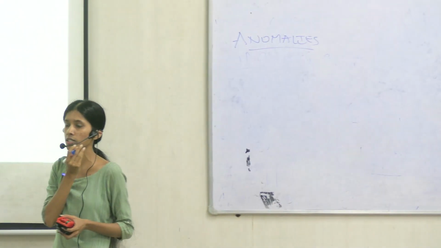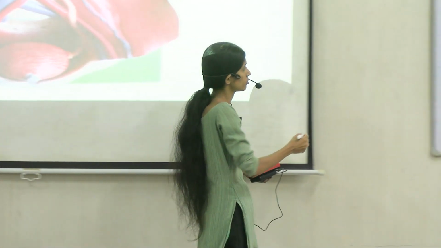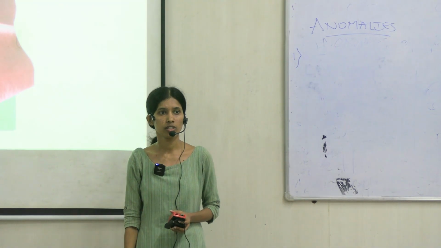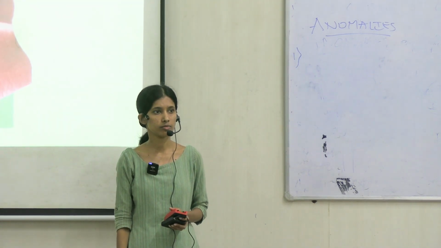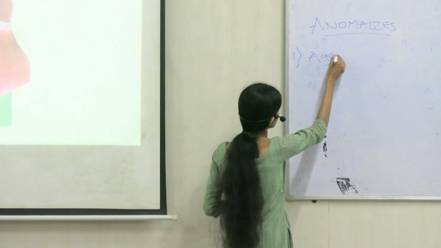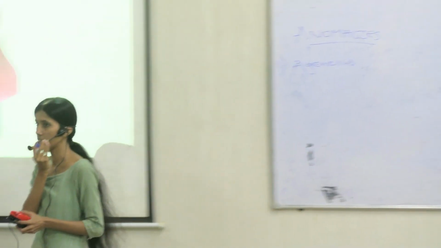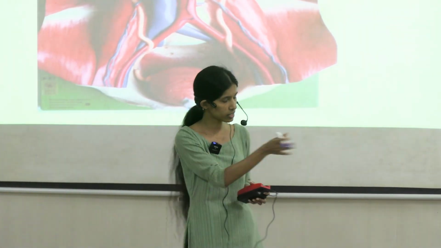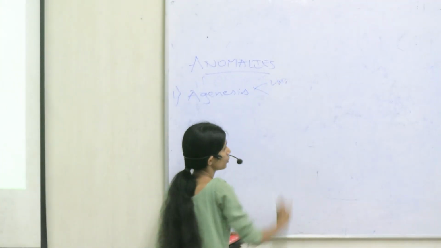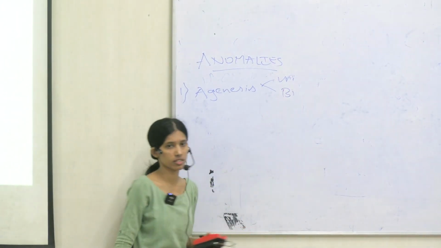So what are the anomalies we have discussed in the development of kidney and ureter? What are the anomalies we have discussed? The first one is agenesis of urinary bladder. Agenesis of kidney. So in the agenesis we have two types. The first one is unilateral agenesis and the second one is bilateral agenesis.